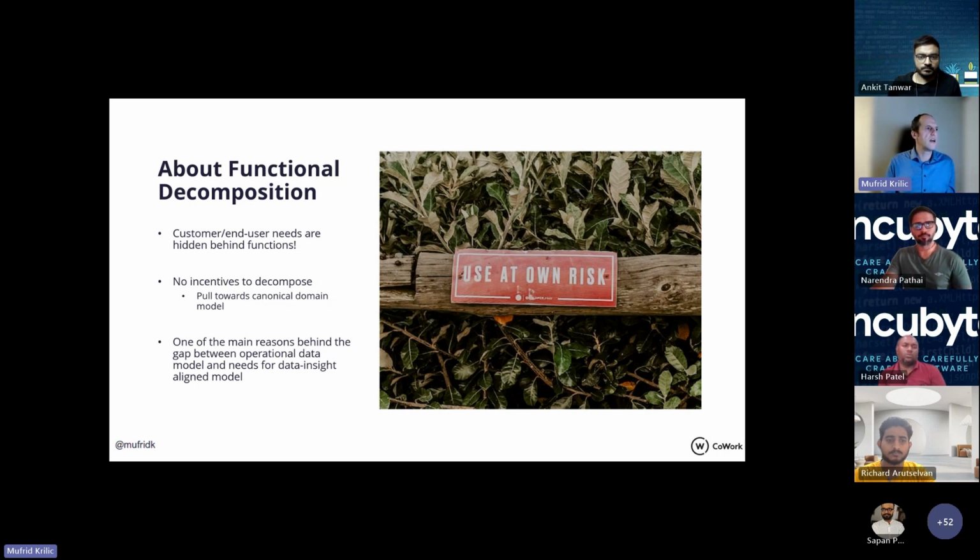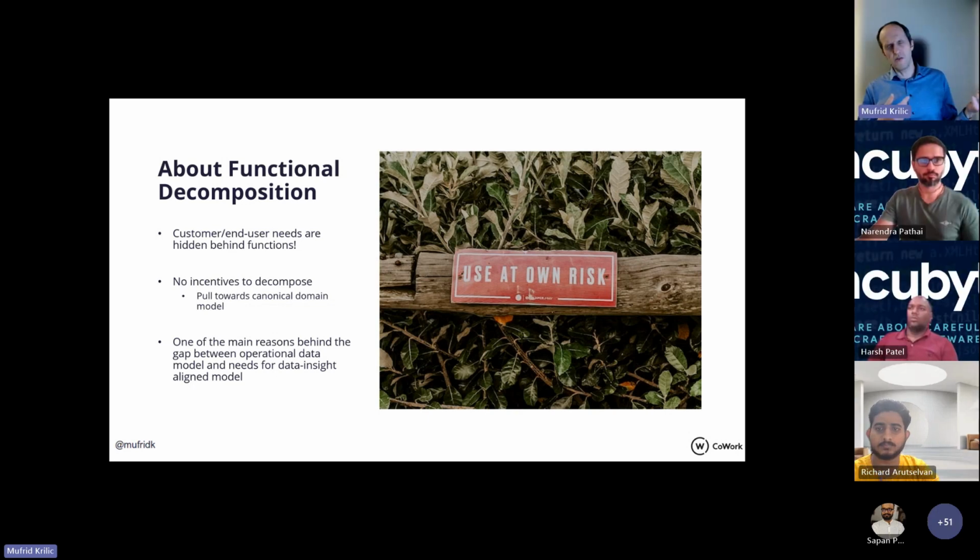You don't see user needs at all. And you have no incentives to decompose, which leads you toward this canonical domain model, which leads to this gap between operational and analytical side. And this is one of the main reasons we exist. We develop applications using functional decomposition. We are drawn to this one domain, one data model, one domain model.